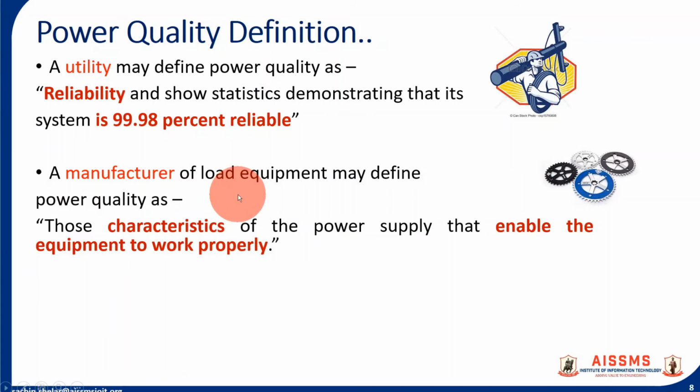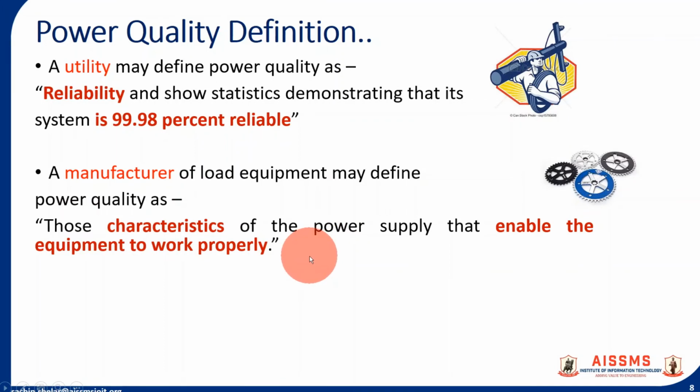Now, a manufacturer of the load equipment may define power quality as those characteristics of the power supply that enable the equipment to work properly. So the manufacturer is concentrating on the characteristic of the power supply, and he tells that the equipment will work properly if and only if the characteristic of the power supply, that is the voltage or the frequency, is as per the design of the equipment.